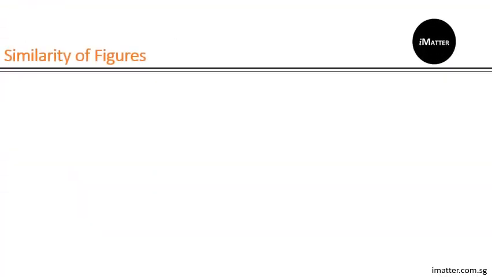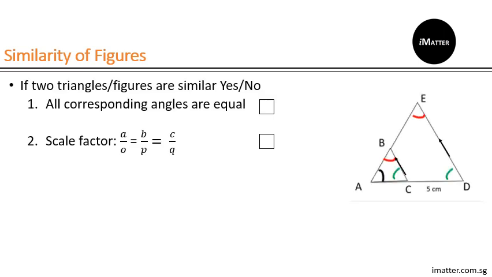I would like to present to you a problem sum relating to the similarity of figures. I would like to prove whether triangle ABC is similar to triangle AED. Do note that there is sufficient information for angles to satisfy condition 1, but there is insufficient information for condition 2. I forgot to mention that A, O, B, P, C, Q are the lengths of respective sides.